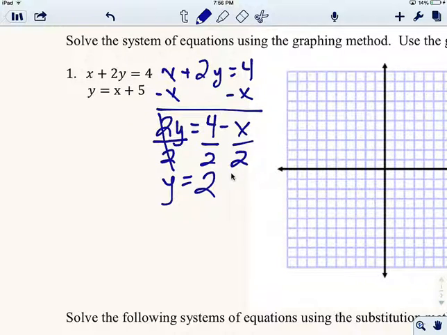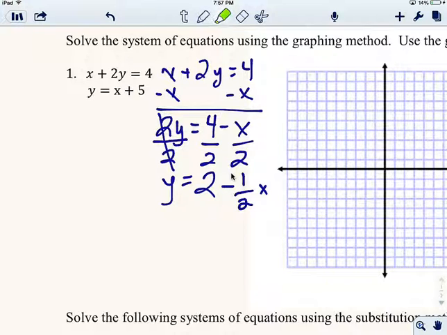Now, the best way to do this, whenever we've got x over a number like this, let's just make it into a fraction. So it's going to be negative 1/2 times x. Okay. Now, what that's going to do, that's going to make it really easy to deal with the slope. Because remember, the slope is the number in front of the x.